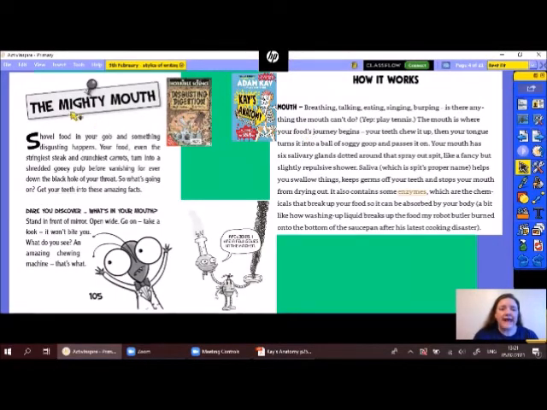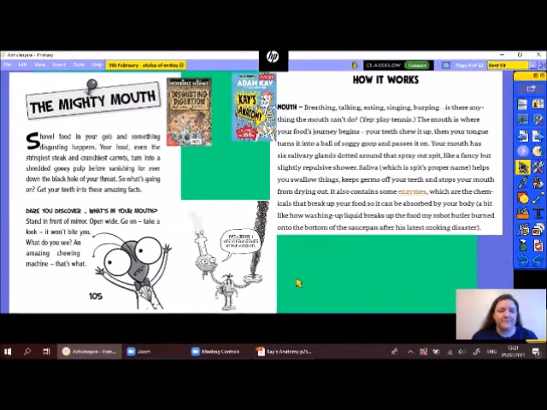On this side, we have The Mighty Mouth, which is from Disgusting Digestion. And on this side, we have the section from Kay's Anatomy. We've already read the section from Kay's Anatomy, but I'll read the section from the Disgusting Digestion book for you.